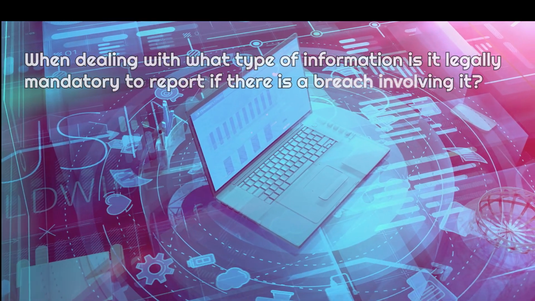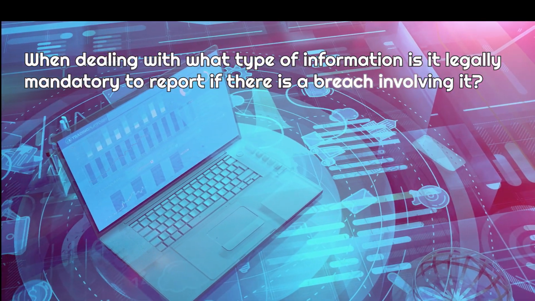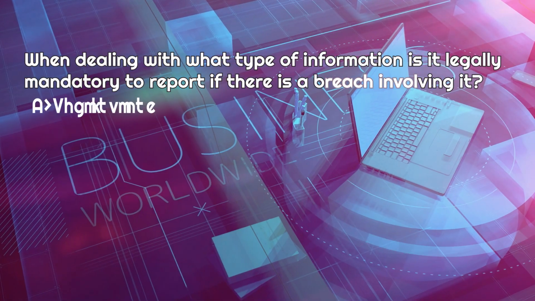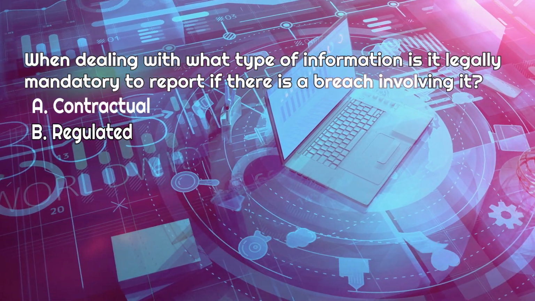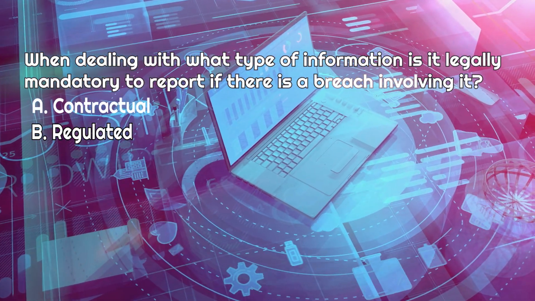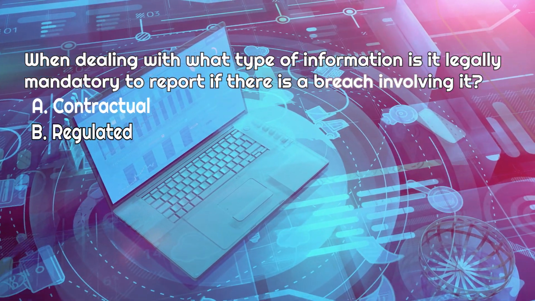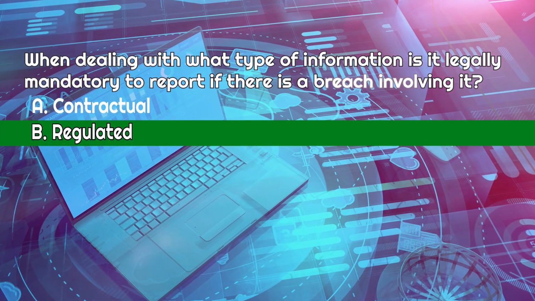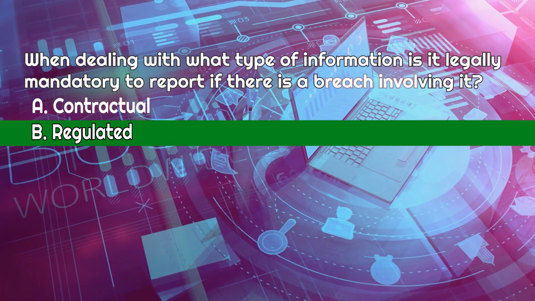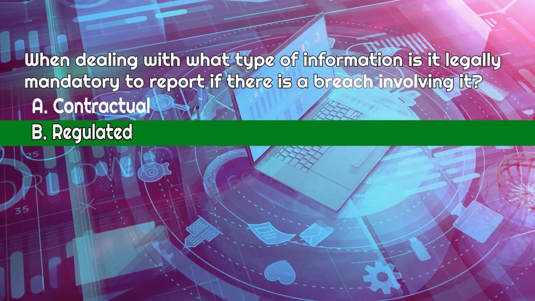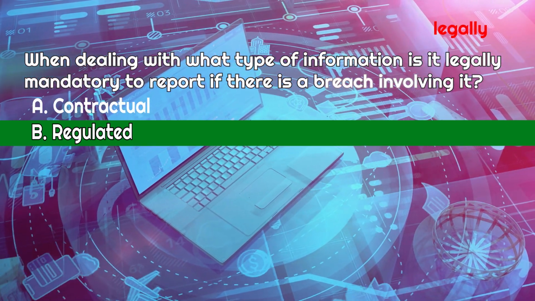Next one's number 9. When dealing with what type of information is it legally mandatory to report if there's a breach involved? The key word here is legally. That means that we're dealing with laws. You can quickly look at this and say, oh, I'm under contract to report a breach. Yeah, you're under contract to report a breach, but you don't legally have to do it unless it is regulated data. And regulated data is HIPAA data or PII or something of that nature. So if you just quickly go through these questions, you can get tricked, but just make sure you read it and think about it a little bit more deeply to see what the identifying word is in the question. So in this one it is legally mandatory.